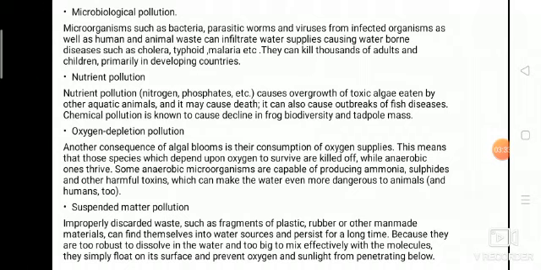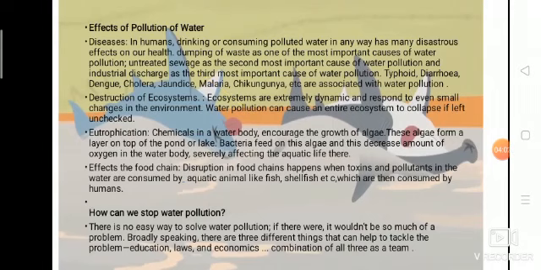Suspended matter pollution. Improperly discarded waste such as fragments of plastics, rubber, or other man-made materials can find their way into water sources and persist for a long time. Because they are too robust to dissolve in water and too big to mix effectively with the molecules, they simply float on the surface and prevent oxygen and sunlight from penetrating below.